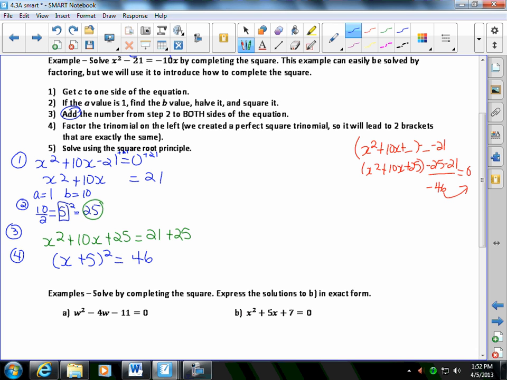So now what I have is exactly like example C from the last page, where x plus 3 squared equals 16. I have x plus 5 squared is equal to 46. So now I'm going to solve using the square root principle. Step number 5 tells me that I have to get my squared value by itself, which I have, and then I square root both sides. So squared and square root cancel, so I'm left with x plus 5 is equal to plus or minus square root of 46.